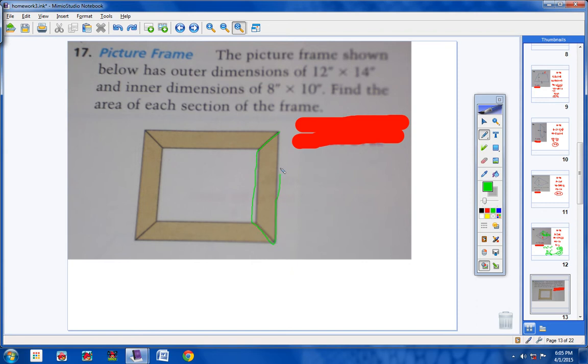Now, this is decently easy, but you're still going to have to do some thinking on this. So take really good notes and pay attention. The picture frame has outer dimensions of 12 by 14. Outer means this by this. Okay, let's label that real quick, shall we? This looks longer, so I'm going to call this 14, and I'm going to call this 12. Now the inner dimensions, this and this, are 8 by 10. Maybe I'm wrong, but this looks longer right here, so I'm going to call this my 10, and this my 8.